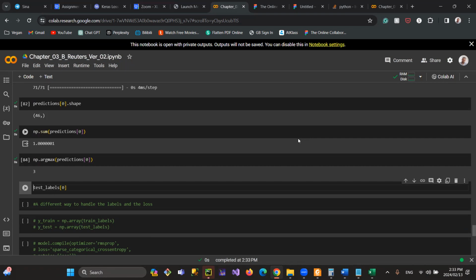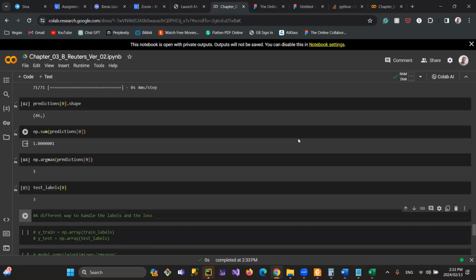Guys, softmax does this job for us. Softmax is responsible for picking the maximum chance among all the possible chances. Right? And if you see the actual label and the argmax label, we were lucky. For this specific one, they were equal. 100% accuracy for the first.